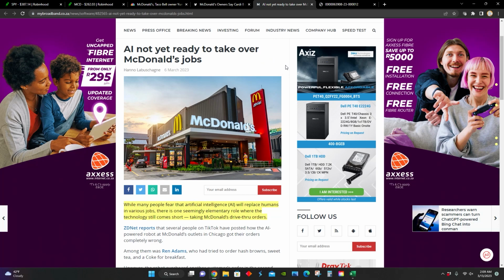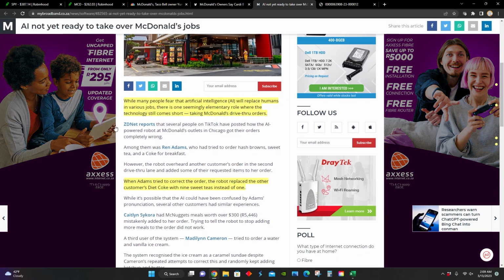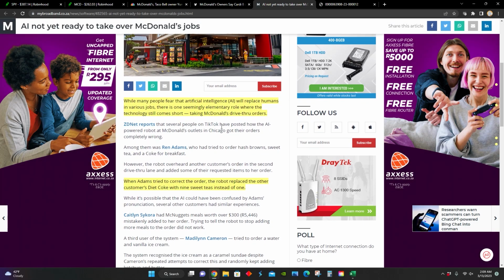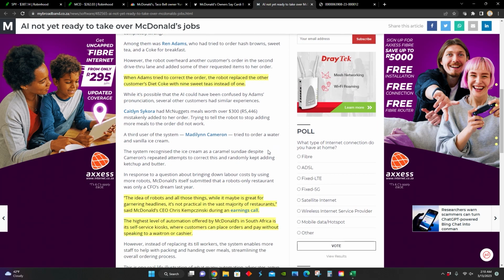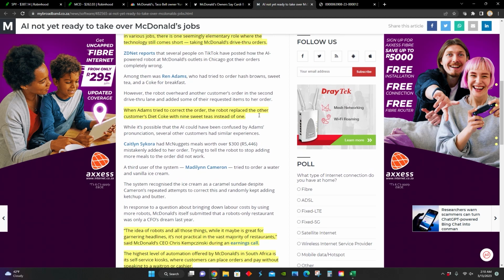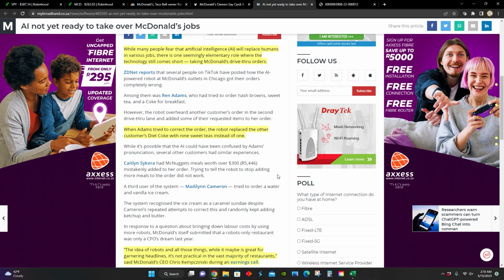And the last article I wanted to look at had something to do with AI and machine learning. As I point out right here, a lot of people are scared. A lot of minimum wage workers are scared that artificial intelligence is going to replace human jobs. But as this article pointed out, there were some testings of AI in drive-through settings at McDonald's, and some customers, when they tried to order something, the robot ended up replacing their Diet Coke order with 9 sweet teas, and a lot of other customers were having a lot of issues.